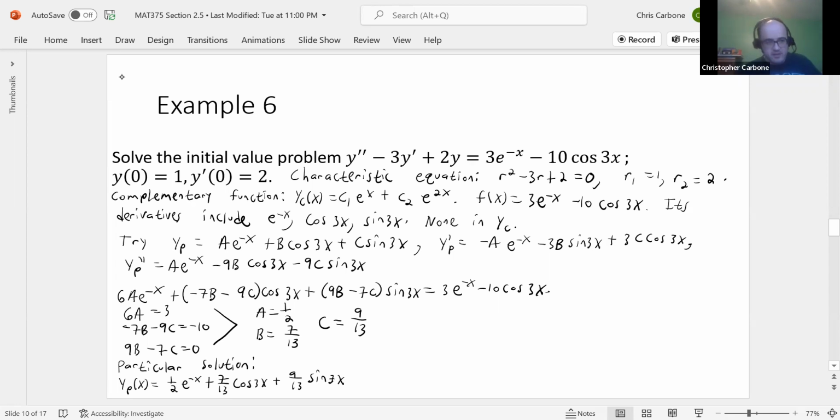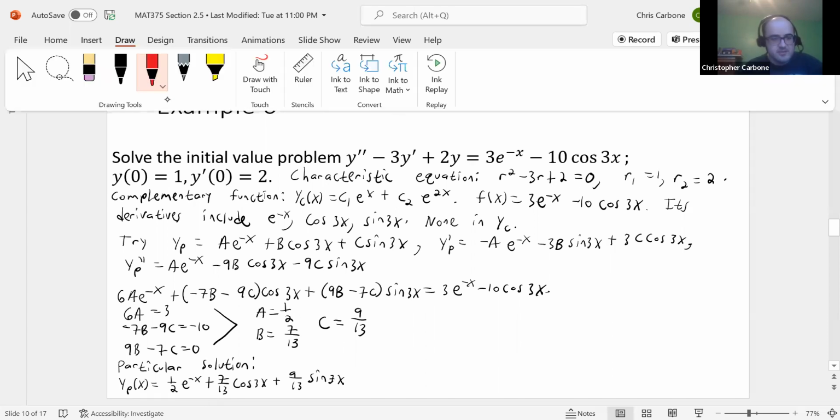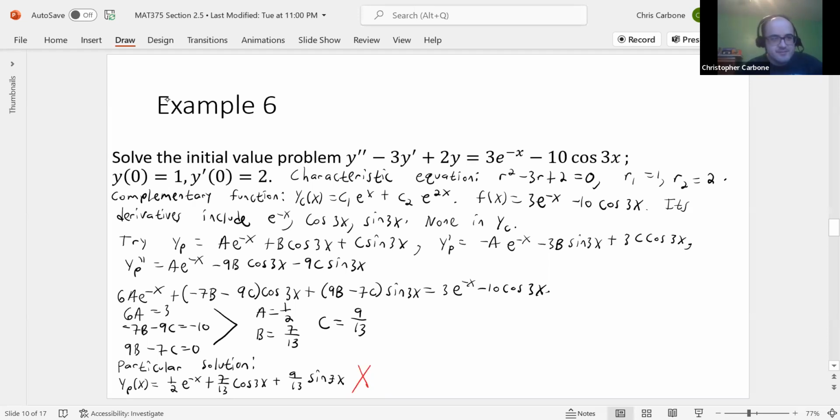Which is all nice and dandy and whatnot. But if we put in a 0 into here, we get a half plus 7/13. And that does not work, right? We don't get a value of 1. Since we get, what is that, 6.5 plus 7, and that does not make the 1. So this does not satisfy it. So this cannot be a particular solution involving this. So we put a red X here to denote that fact, unfortunately.